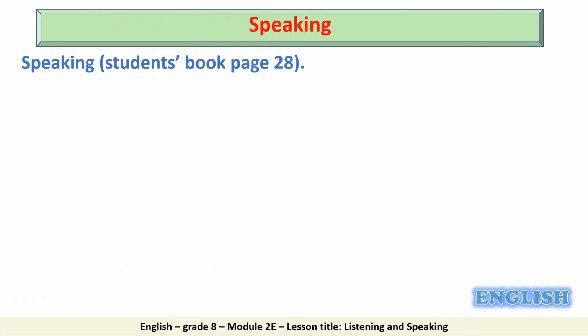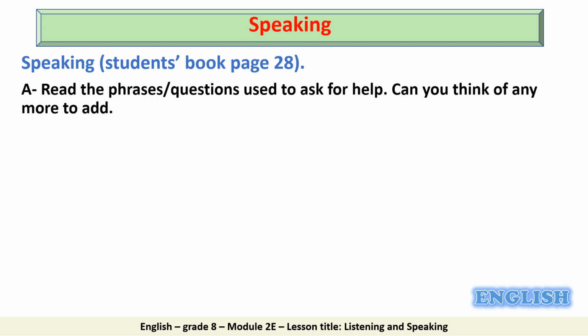Let us proceed with the speaking part. In this part, you will read the phrases or questions used to ask for help at a tourist information desk. Well, grade 8, what does a tourist information desk do? Do you have any idea? I will tell you. It can provide visitors to a location with information on the area's attractions, maps, and sites. It can even give you tips and tricks about the place that you will visit.